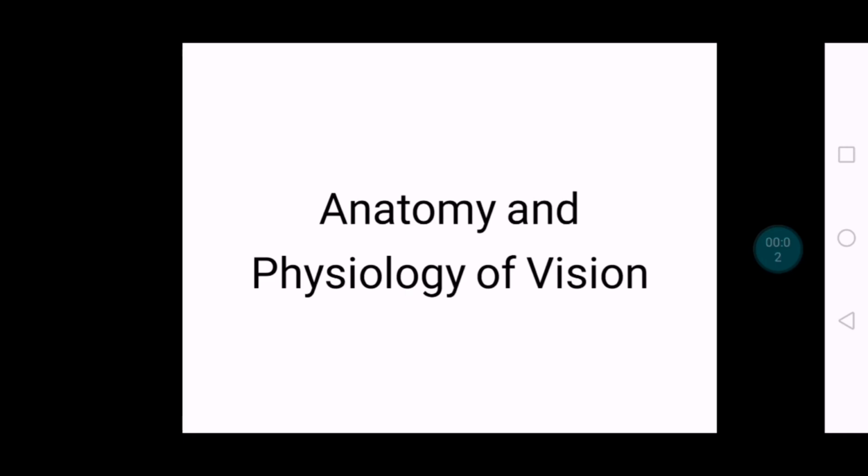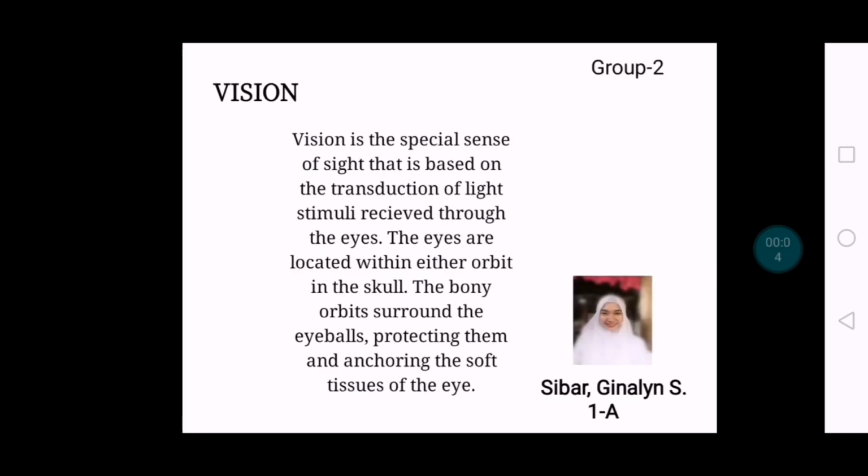Anatomy and physiology of vision. Vision is the special sense of sight that is based on the transductions of light stimuli received through the eyes. The eyes are located within either orbit in the skull. The bony orbit surrounds the eyeballs, protecting them and anchoring the soft tissues of the eye.